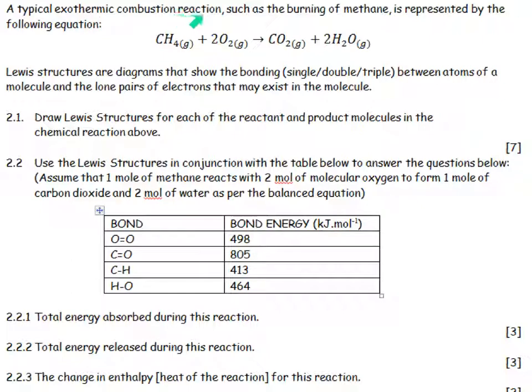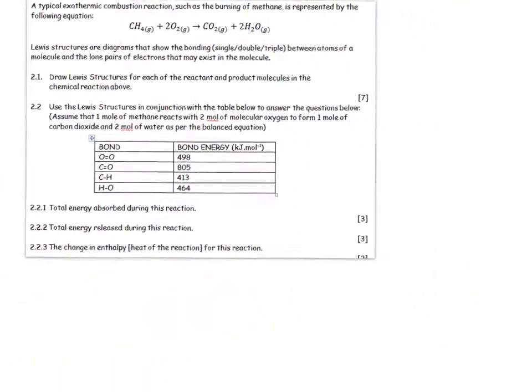Typical exothermic combustion reactions, such as the burning of methane, is represented by that equation. Lewis structures are diagrams that show the bonding and the lone pairs of electrons that might exist in a molecule. Draw Lewis structures for each of the reactant and product molecules in the reaction above. So what you're going to do is first have to draw each one of them. And these should have been in your notes.